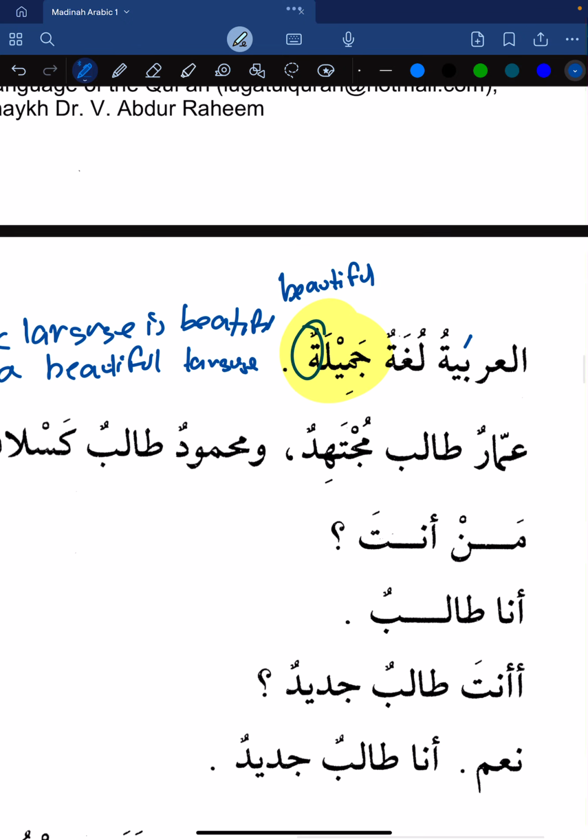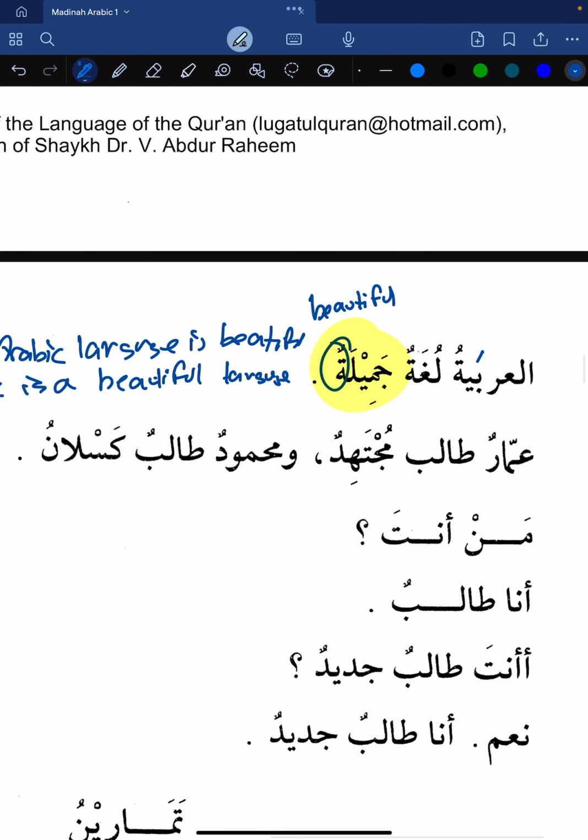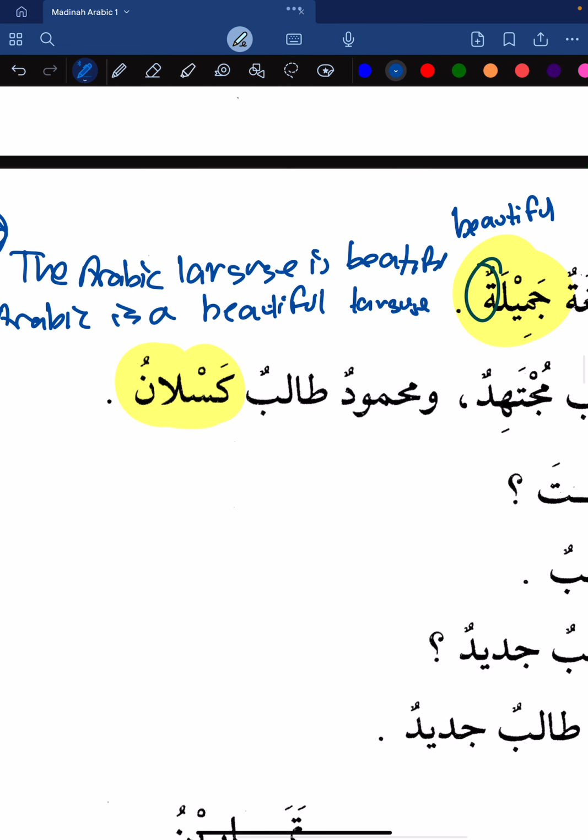عمار طالب مجتهد ومحمد طالب كسلان. I love this word, كسلان. My sheikh calls me كسلان. He says, يا مهدي, أنت كسلان جدا. You're very lazy. And I always say, صح شيخ, you have spoken the truth. كسلان means lazy.